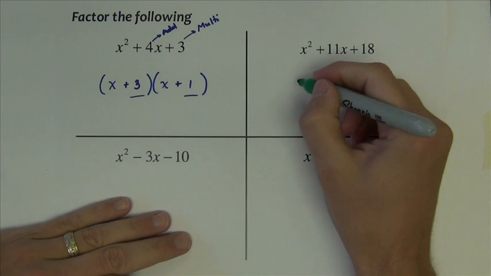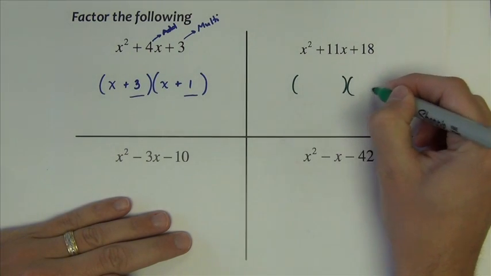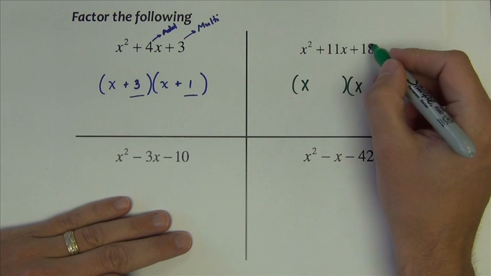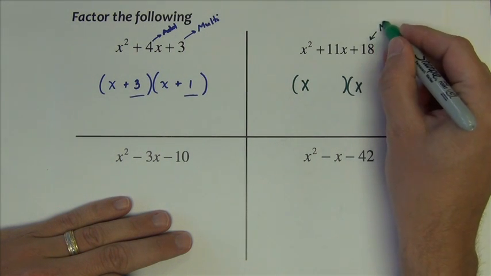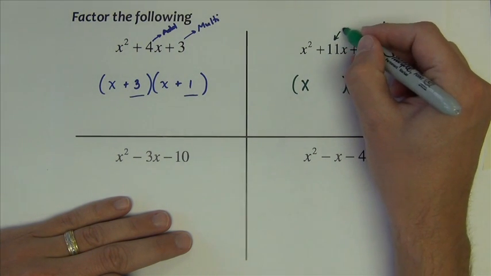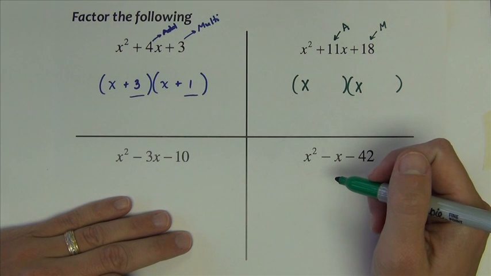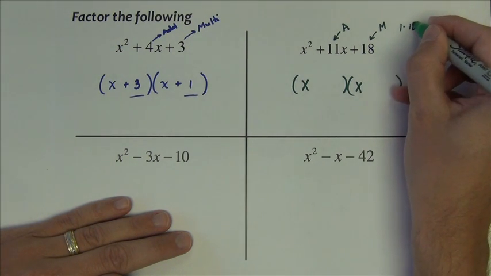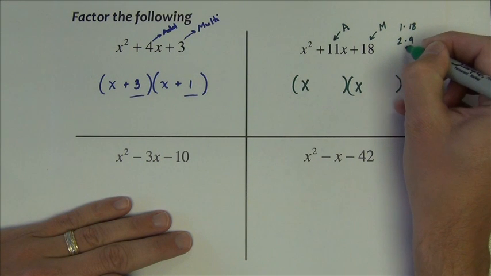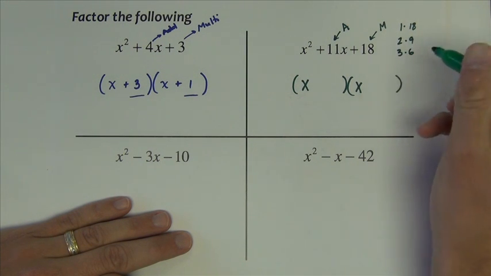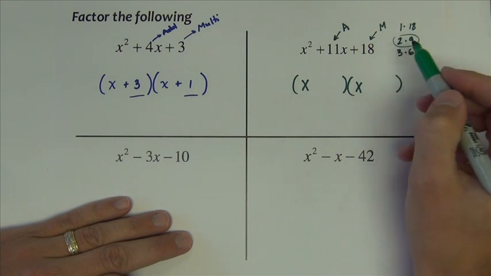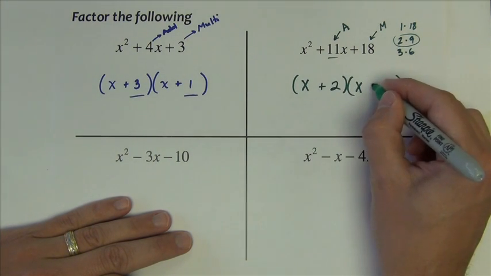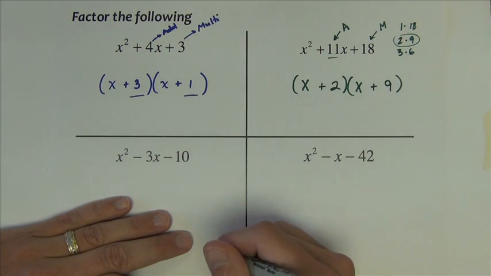Okay, another problem, same pattern. Into two binomials we go. x times x gets x squared. I want two numbers that multiply to 18 and add to 11. So 18 is 1 times 18. It's 2 times 9. It's 3 times 6. The pair of numbers that add to 11 are 2 and 9. x plus 2, x plus 9.